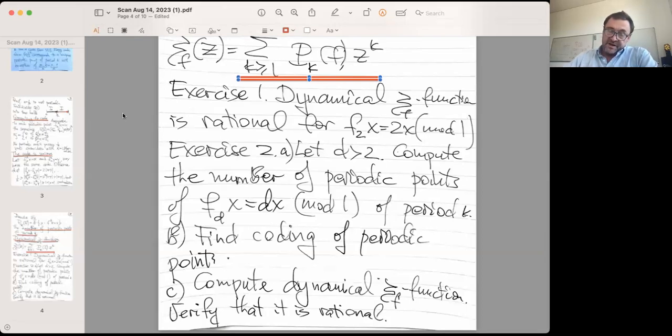And when I start talking about the Markov map, I will explain a principle which allows you not only to code the orbits, but also to prove that the dynamical zeta function is rational. For example, when you are coding the orbit, you could probably see that the number of periodic points grows exponentially with the period. And as it grows exponentially with the period, there is a chance the dynamical zeta function is rational. Are there any questions?